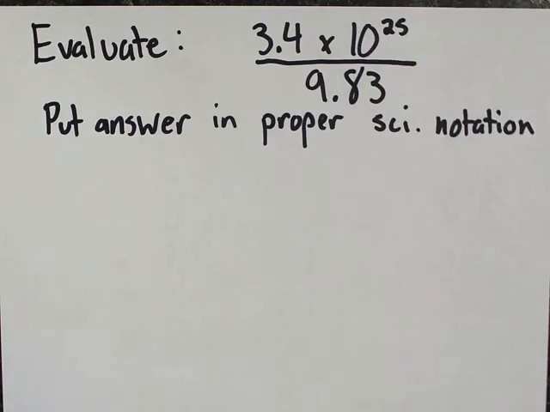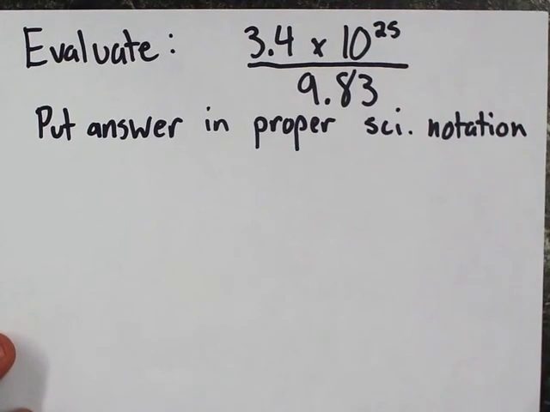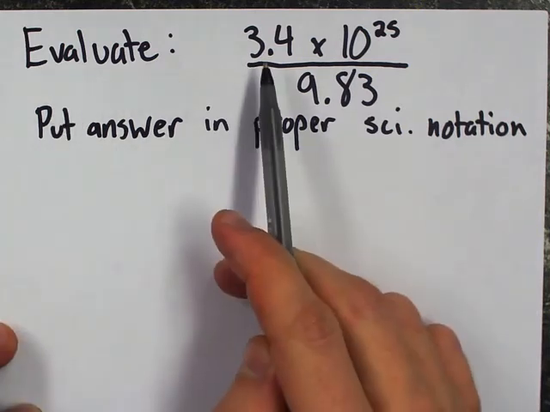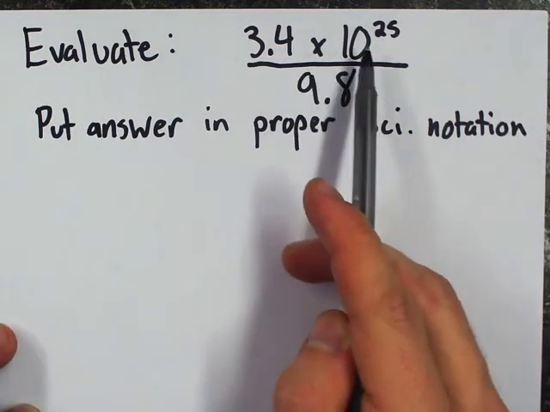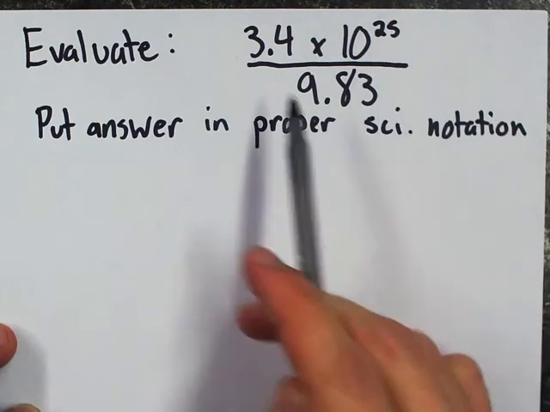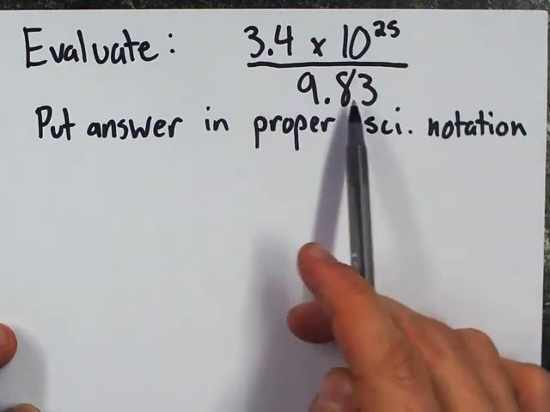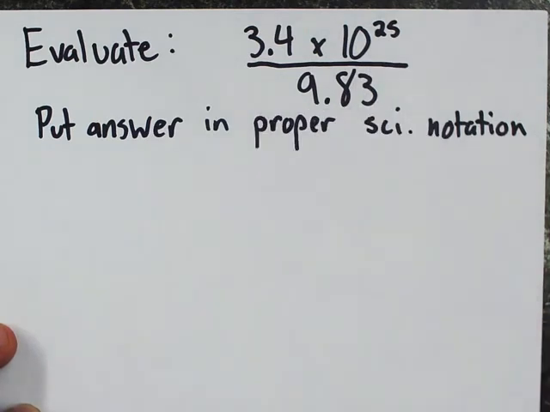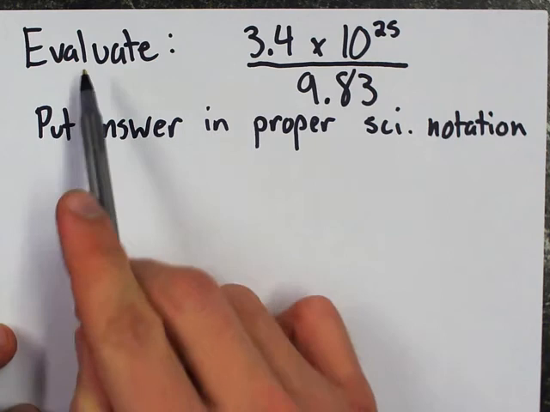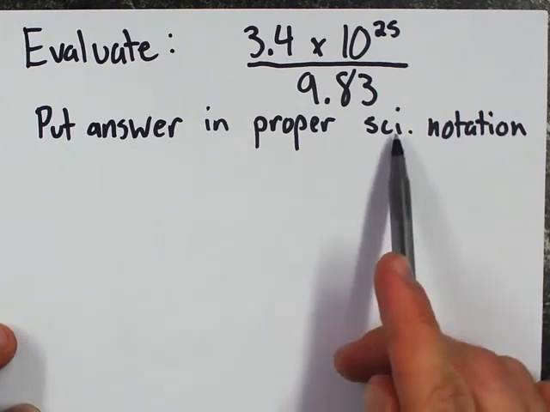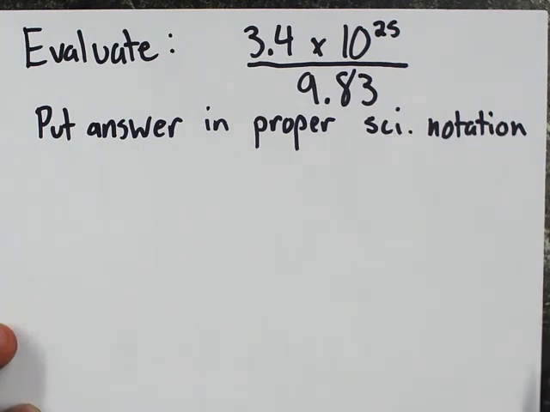Hello, class. So this is the second problem I'm going to go over that's going to be on your quiz. It is a division problem with scientific notation. I'm asked to evaluate this problem, which is 3.4 times 10 to the 25th power divided by 9.83. I need to evaluate it and put the answer in proper scientific notation.